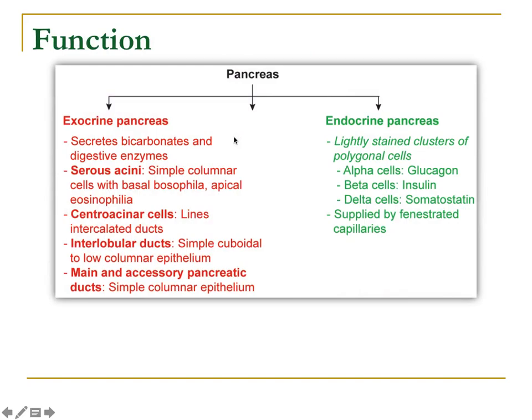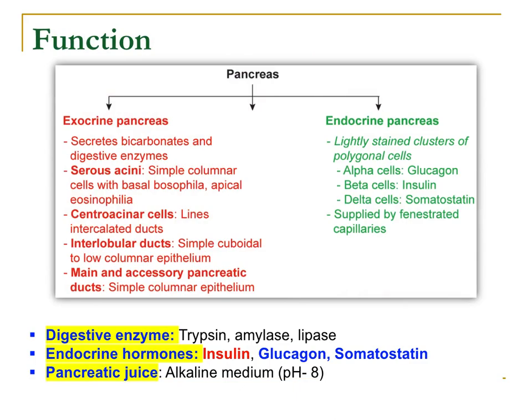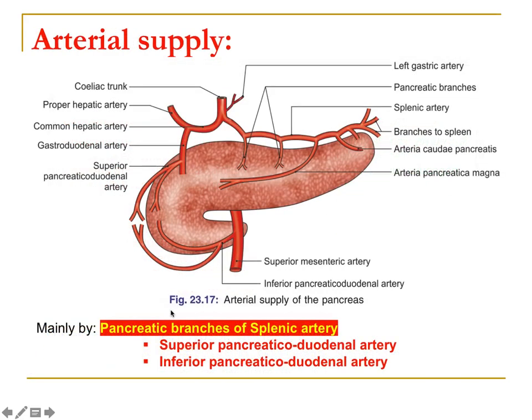So this is a very brief account of the histology of the pancreas. These are the notes associated with the function of the pancreas. It releases digestive enzymes such as trypsin, amylase, and lipase, and three main endocrine hormones: insulin, glucagon, and somatostatin. We will discuss the endocrine part, the Islets of Langerhans, in detail at that time.